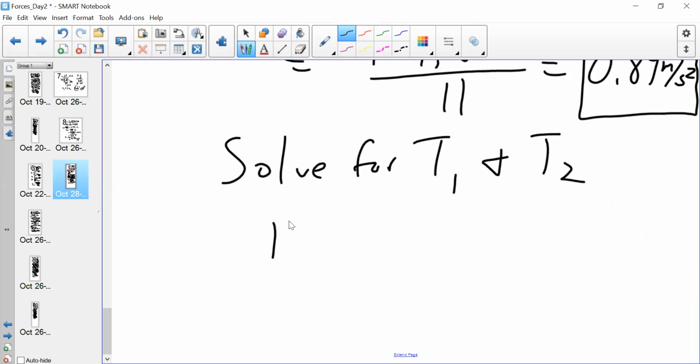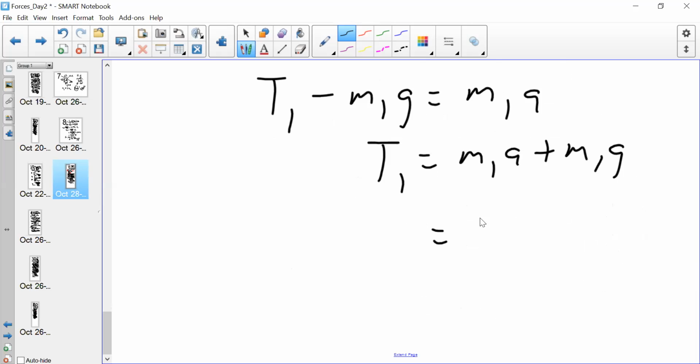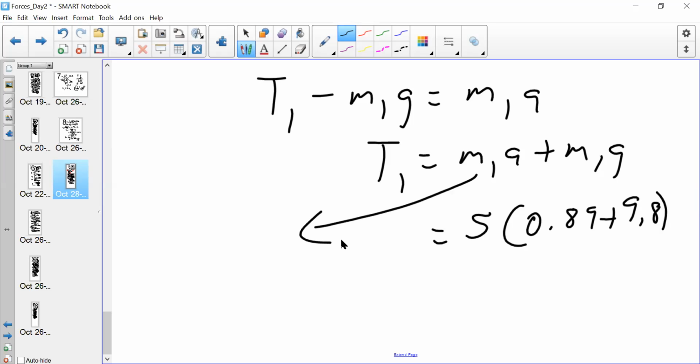Okay, just back substitute. We can just take one of the equations. Take the first equation, T1 minus M1G. Have T1 equals 5 times 0.89 plus 9.8. I just distributed the masses. This is algebra. Please don't get confused by that. I just did M1 times A plus G.